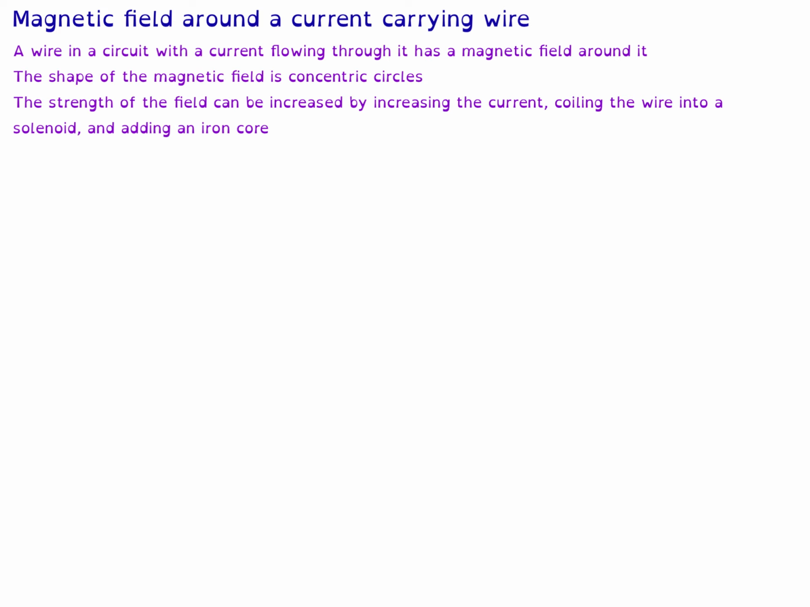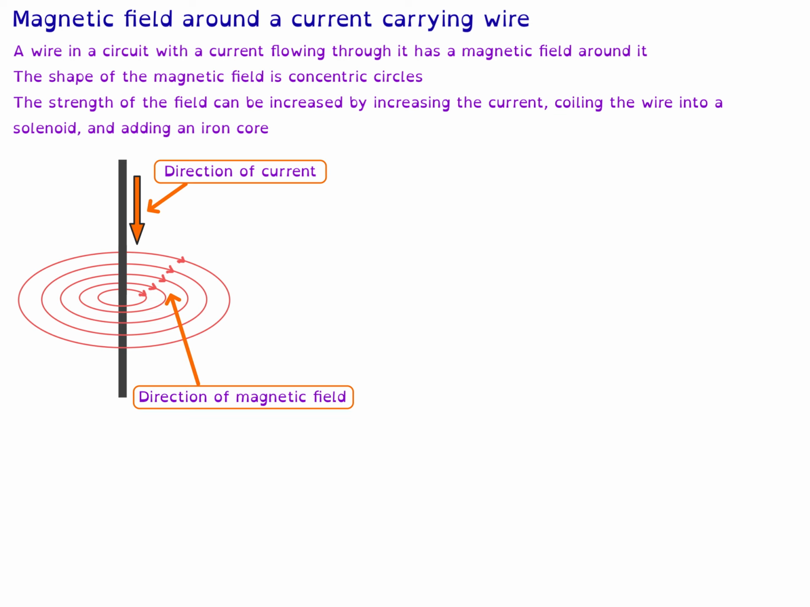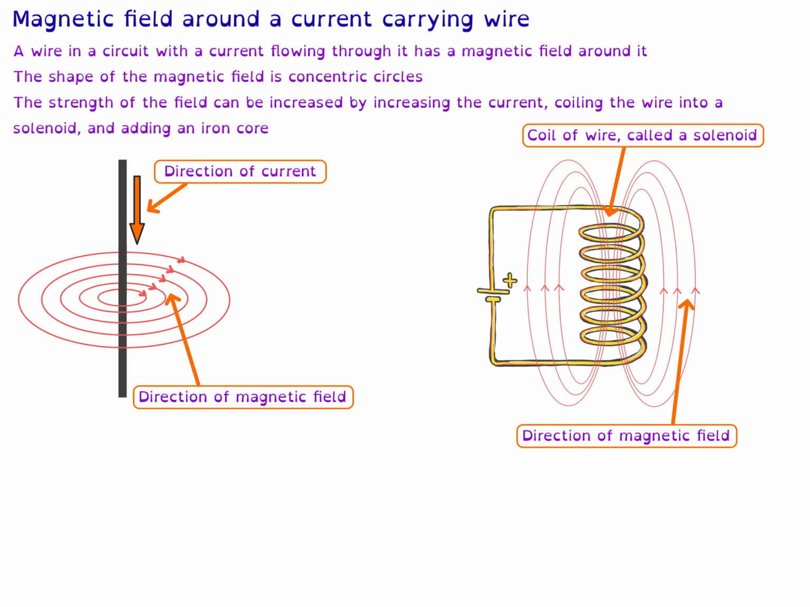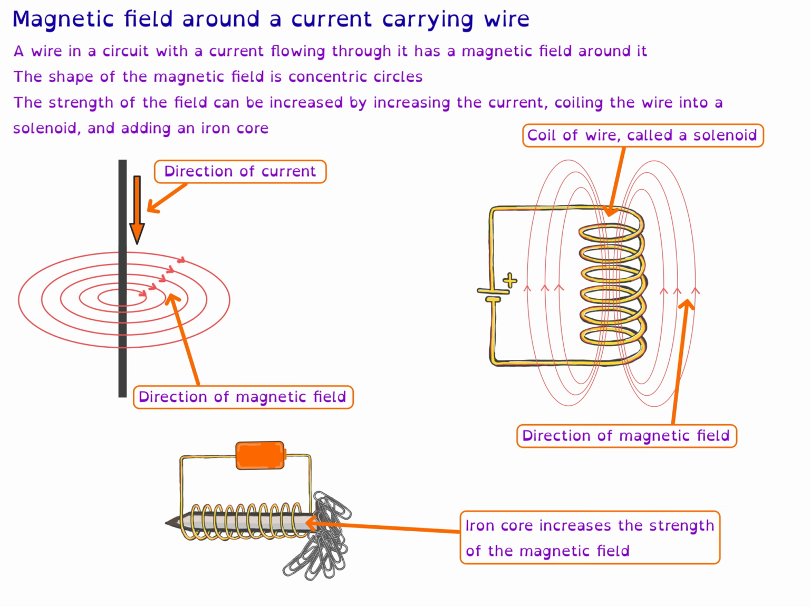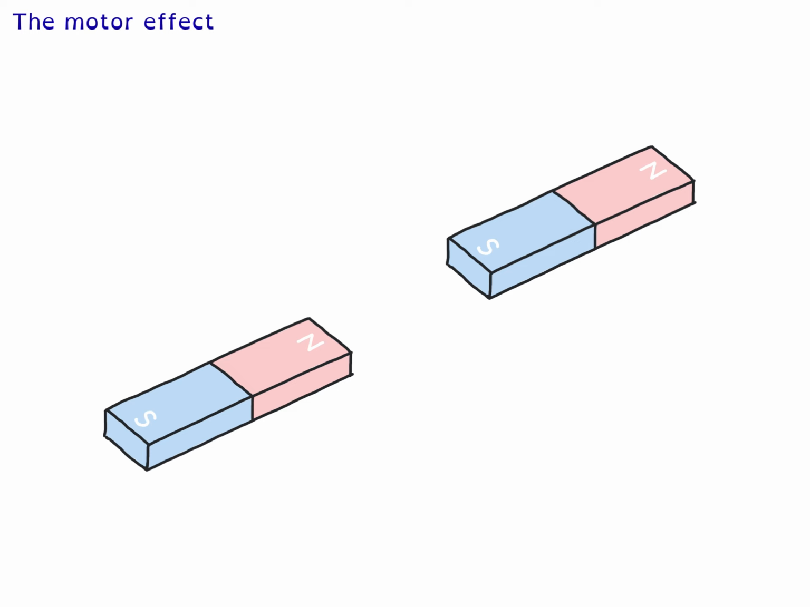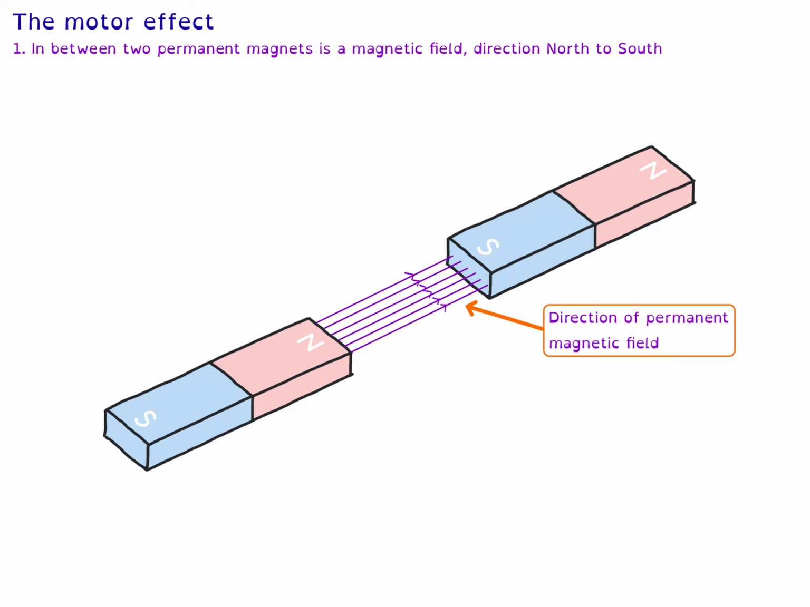A wire in a circuit with a current flowing through it has a magnetic field around it. The shape of the magnetic field is concentric circles. The strength of the field can be increased by increasing the current, coiling the wire into a solenoid, and adding an iron core. In between two permanent magnets is a magnetic field running from north to south.